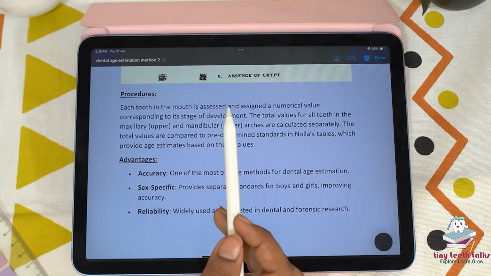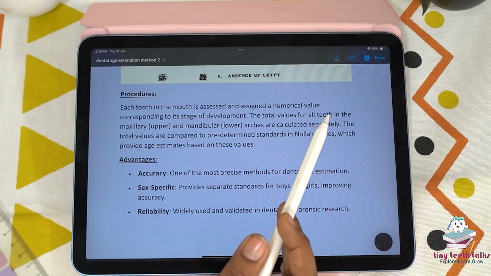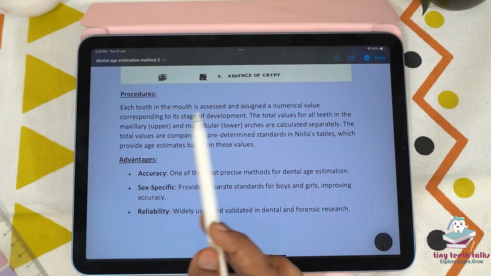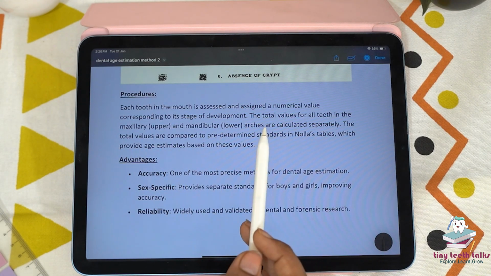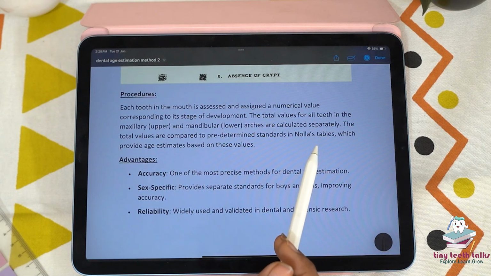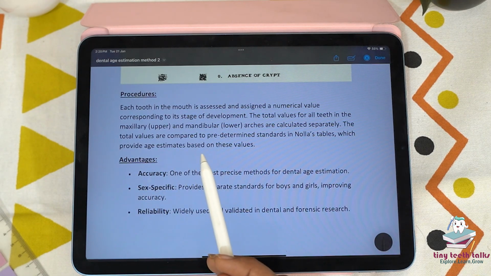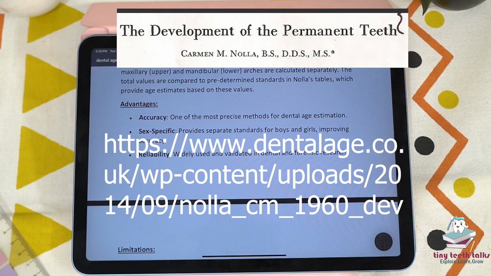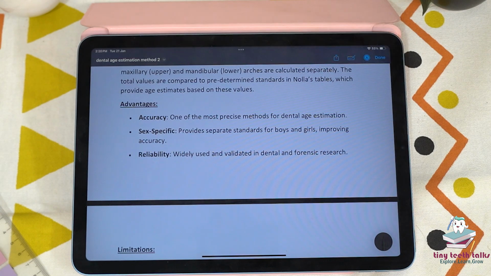Procedure: each tooth in the mouth is assessed and assigned a numerical value corresponding to its stage of development. The total value for all teeth in the maxillary and mandibular arches is calculated separately. The total values are compared to predetermined standards in Nolla's tables, which provide age estimation based on these values. Here is the article in which Nolla gave the standard charts to compare. Schour and Massler's chart doesn't have separate standards for boys and girls. Nolla's standard chart has separate standards for boys and girls.